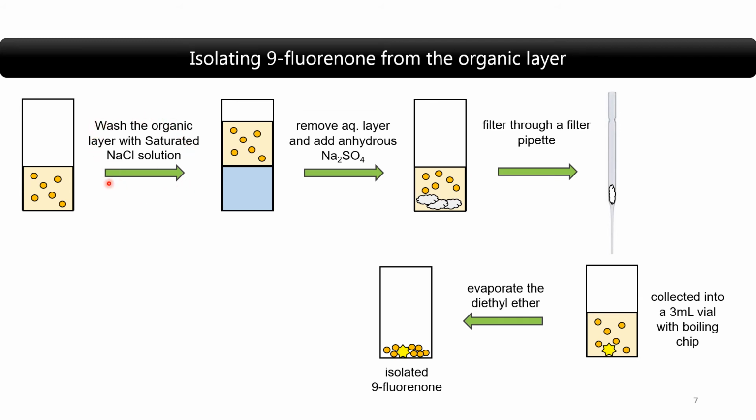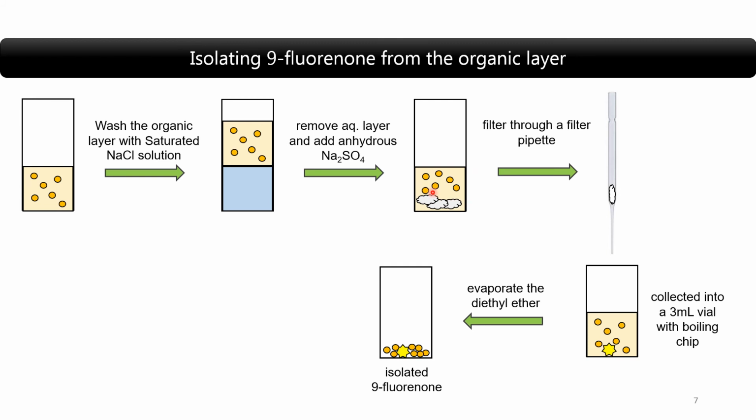One of them is we will wash the organic layer with saturated sodium chloride solution, and we try to draw out any water droplets trapped in the organic layer to the aqueous layer, and then we remove the aqueous layer, and as a further drying step, we are going to add anhydrous sodium sulfate to this solution and let it sit for a while to make sure any other remaining traces of water is absorbed by the sodium sulfate salt.